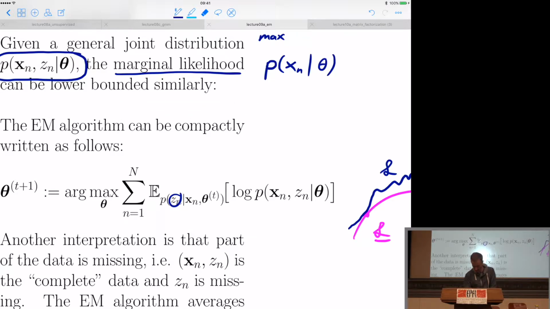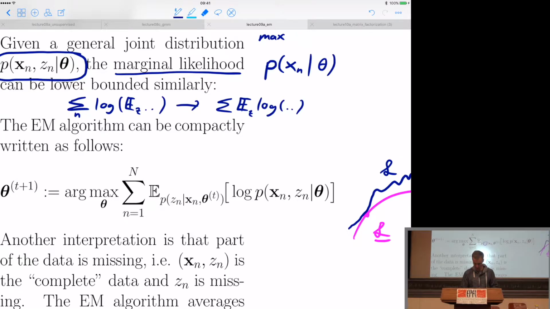Okay, let's be a little bit more precise. So, what we don't like is sum over points of the log of the expectation over these Z guys. That we don't want. So what we will do is something simpler. We will kind of exchange log and expectation. That's on a high level, and let's be more precise.